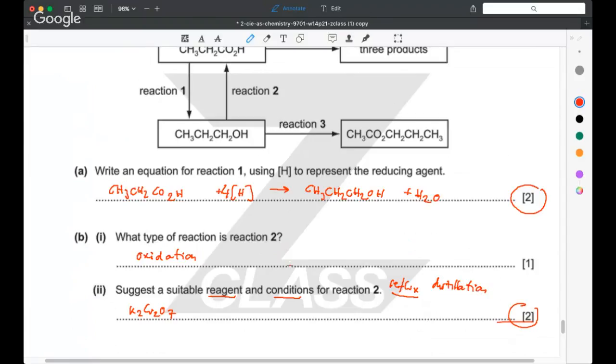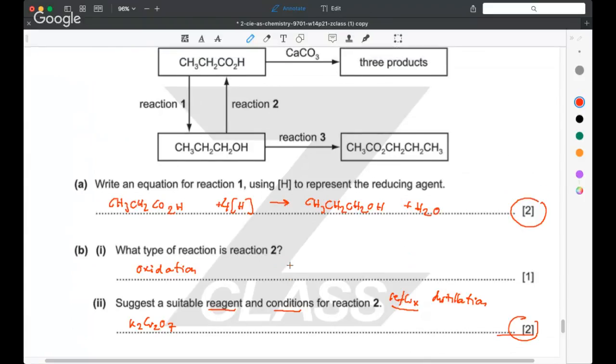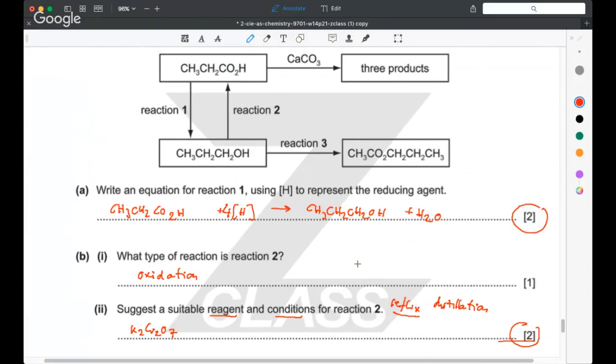Now, with this process, you really have to do it under reflux, because when you oxidize an alcohol, the first step in the oxidation is to form an aldehyde, and the second step in the oxidation is to oxidize the aldehyde to the carboxylic acid.